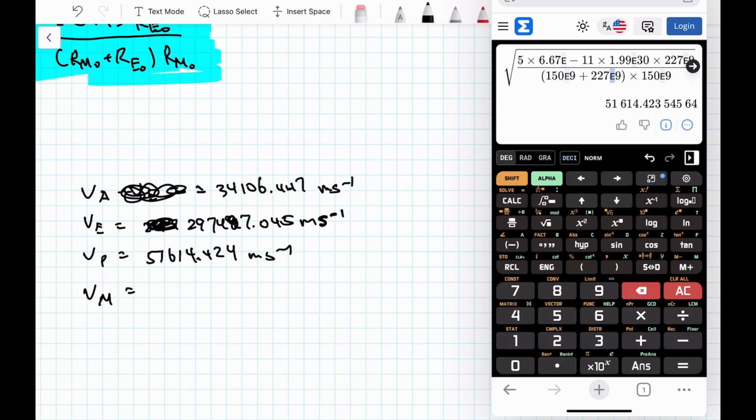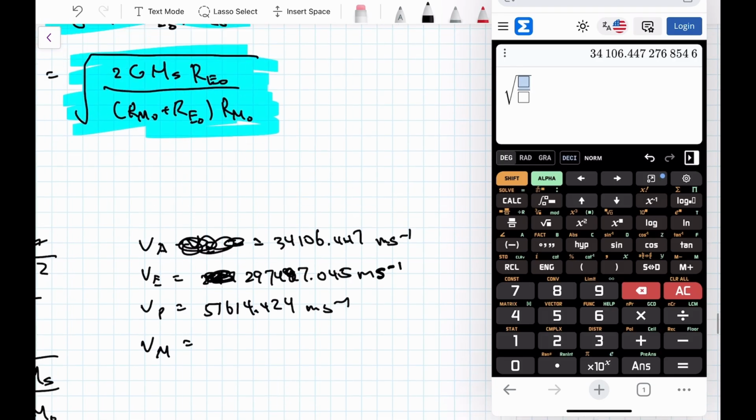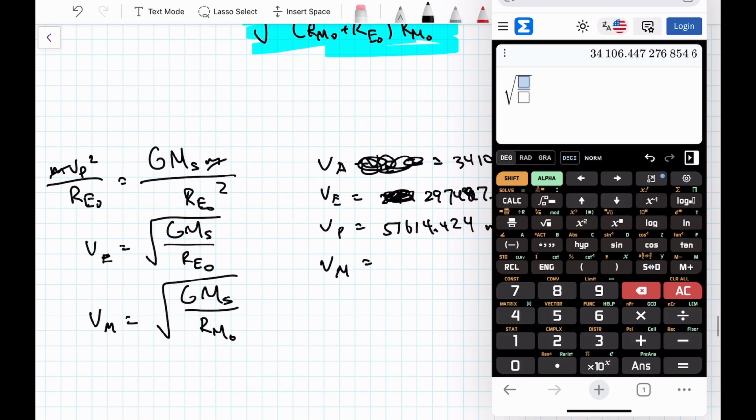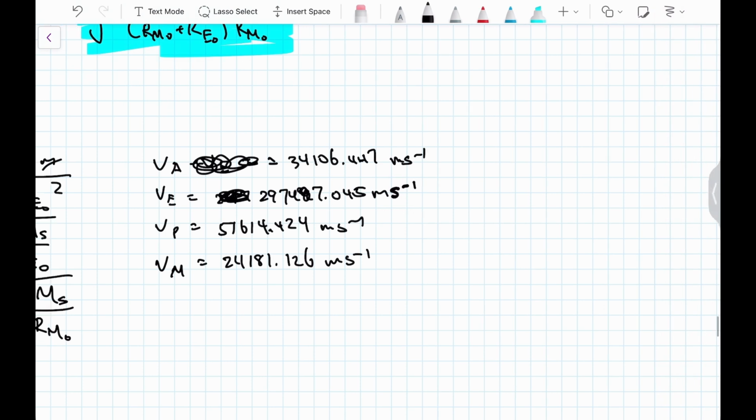Oh, it's gone. Okay, just calculate this. So we have 6167 minus 11 multiplied by 9910 to the 30 over this is RMO, which is 227 10 to the 9, and that gives us 24181.126 meters per second. And then we can calculate the differences.